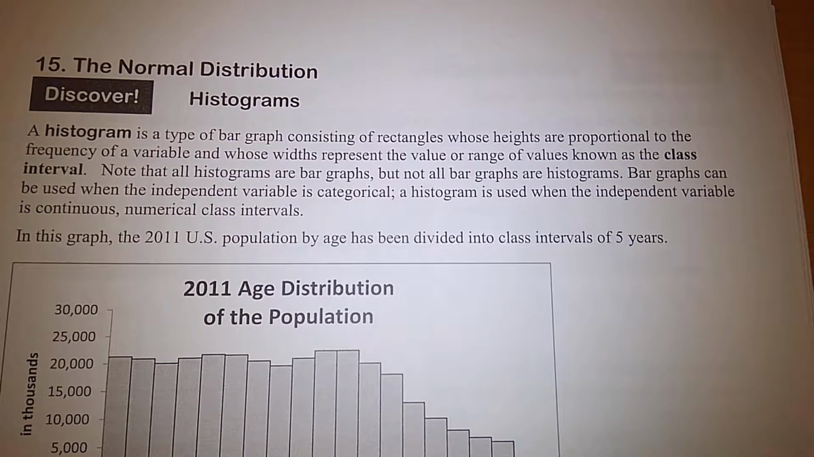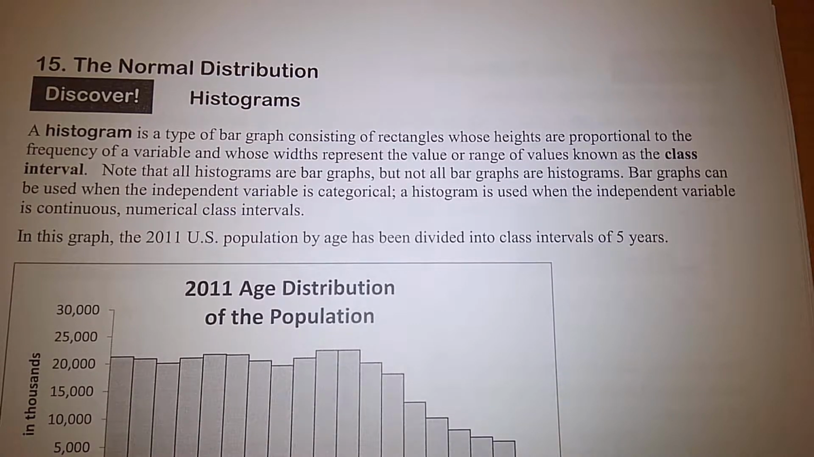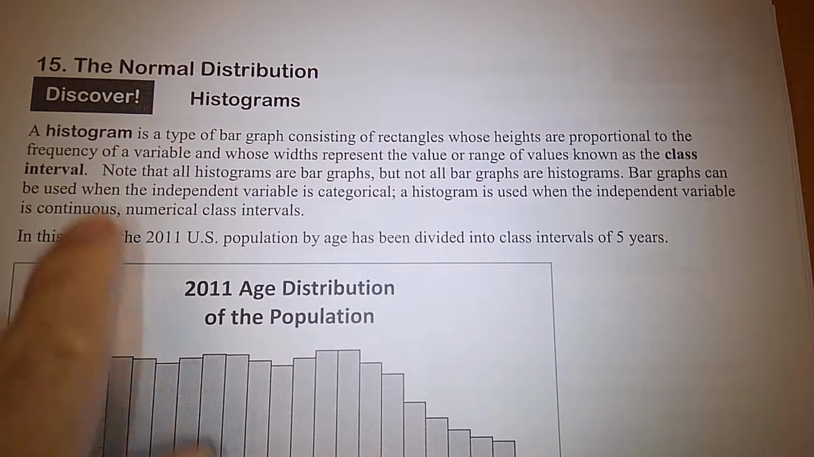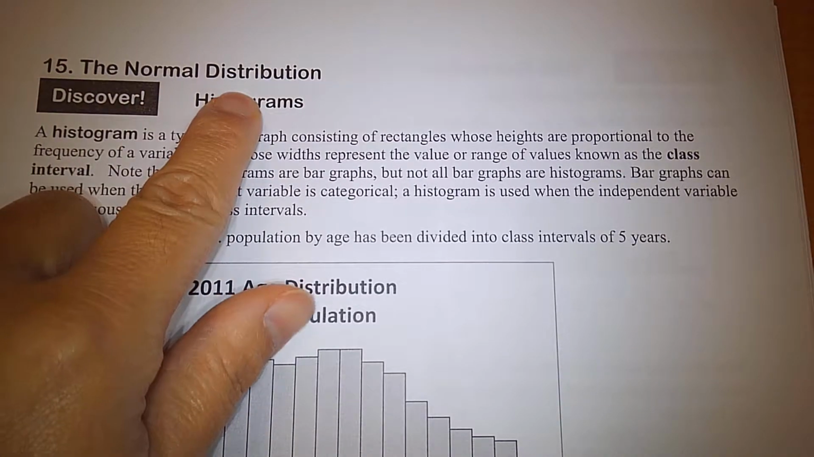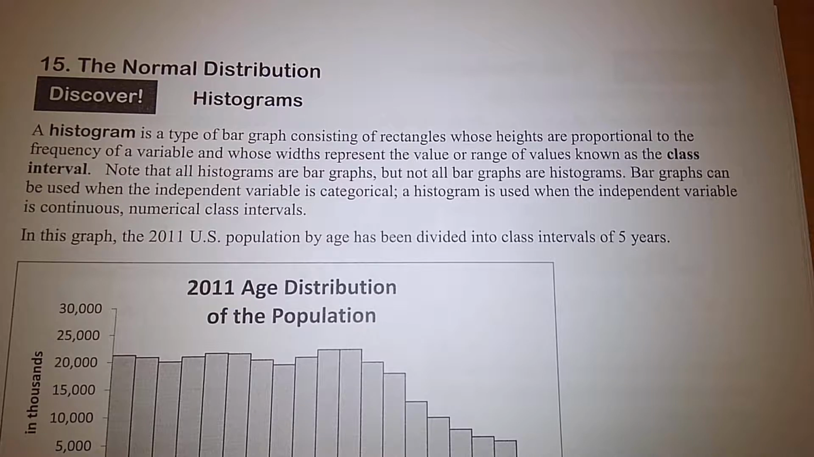Okay, section 15, the normal distribution. This is on page 187. The first part of section 15, we talk about the normal distribution. The second part of this section, we talk about what? Z-score. The third part of this section, we talk about percentile. So there are three parts from this section.